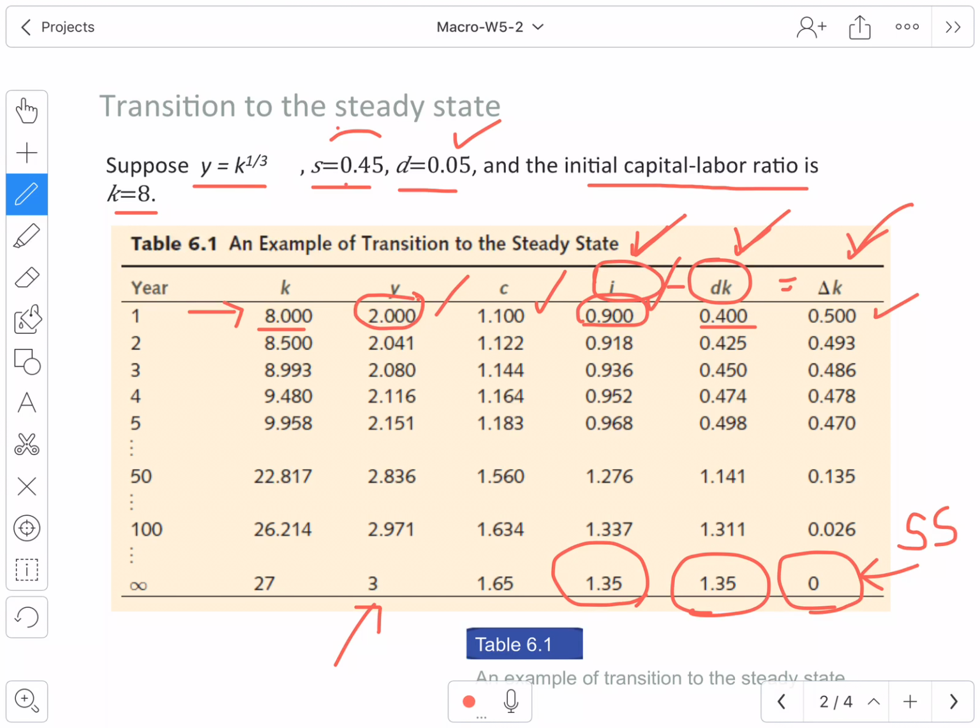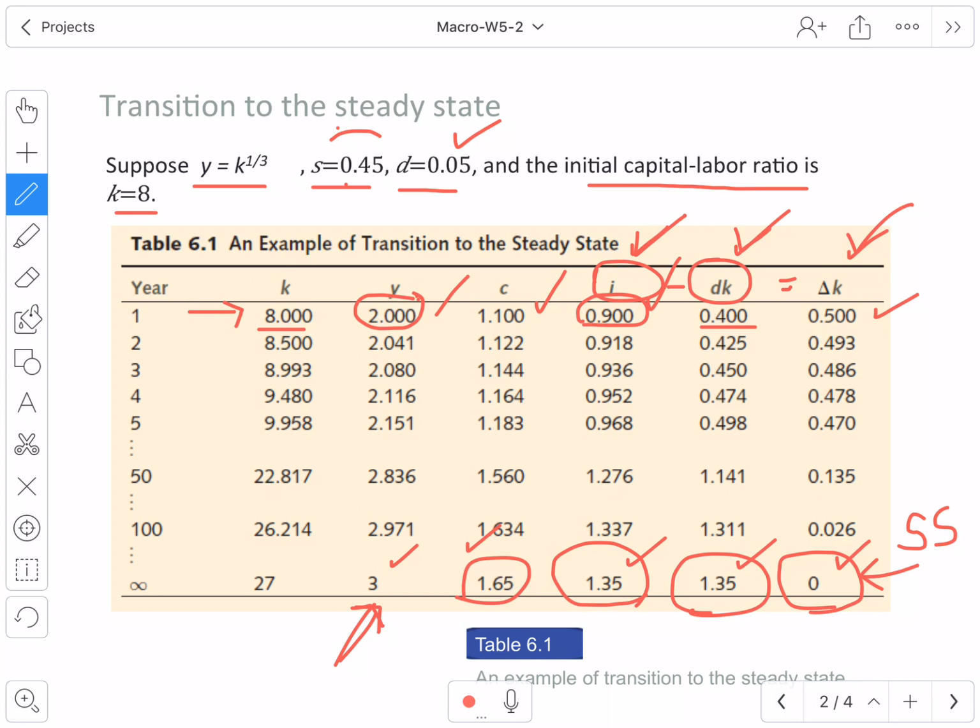This is a very simple example. So $3 is the steady state level of output. 1.65 out of that is the steady state level of consumption. And of course, 3 minus 1.65 will give you the steady state level of savings. And then 1.35 is equal to the amount of depreciation. This is the equilibrium point at which we have no change in capital.